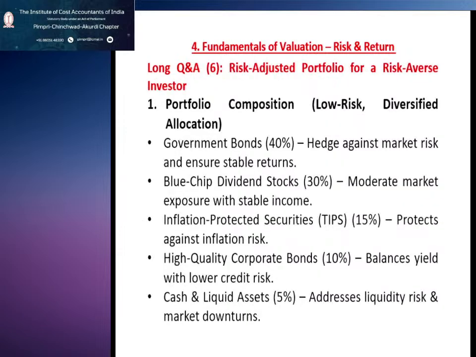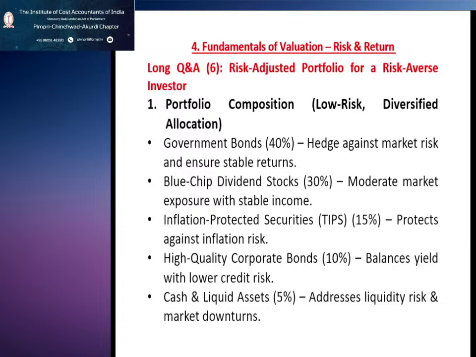Then question and answer 6, which deals with a risk adjusted portfolio for a risk averse investor. How should a risk adjusted portfolio be devised and framed for a risk averse investor? Portfolio composition should be low risk and diversified allocation, because this investor is risk averse and therefore low risk should always be maintained. Government bonds should be around 40% of the entire 100% investment amount, to hedge against market risk and ensure stable returns.